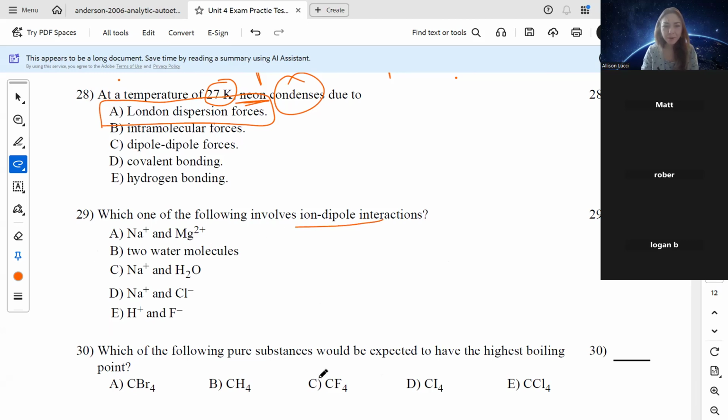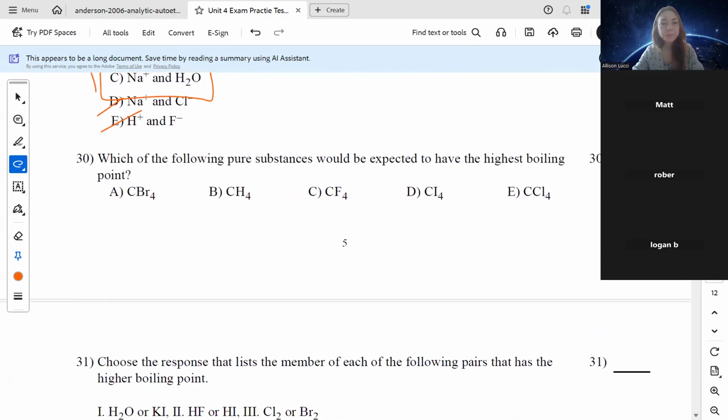29, ion dipole. So I need an ion, and I need a polar molecule. These are both ions, these are both polar, these are both ions, these are both ions. So my only option that has an ion with a polar molecule is sodium ions in water. Right, so I need one of each, an ion and a dipole, for ion dipole interactions.